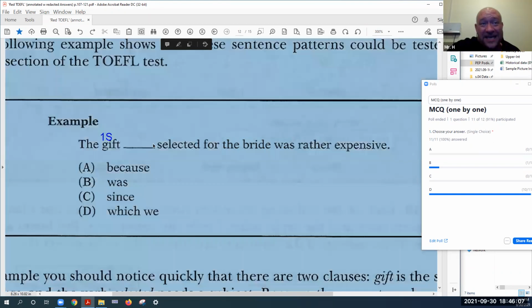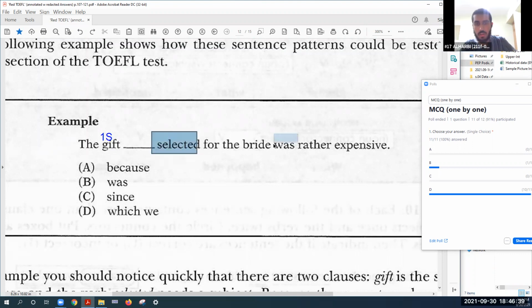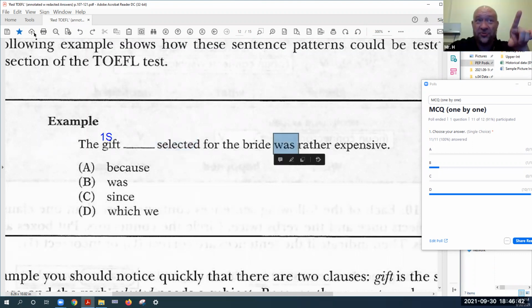All right. So if the gift is the first subject, Alabas, where is the first verb? The first verb, expensive? Selected? Oh, but that's the same thing that Abdullah said. Al-Harbi, where is the first verb? Was. That's right. Only one. Here's your first verb.